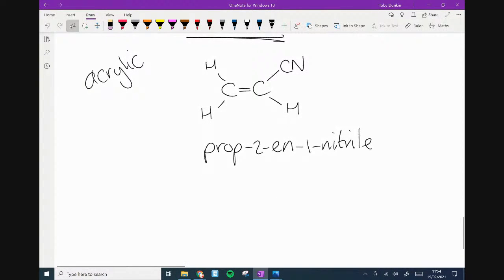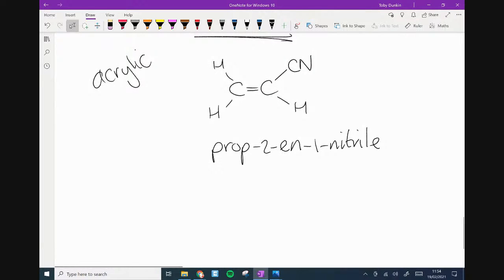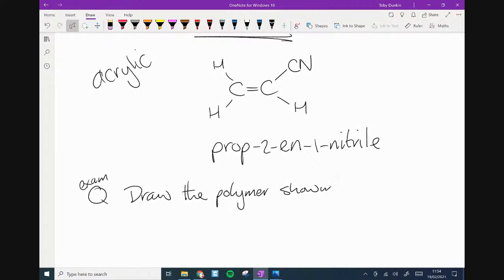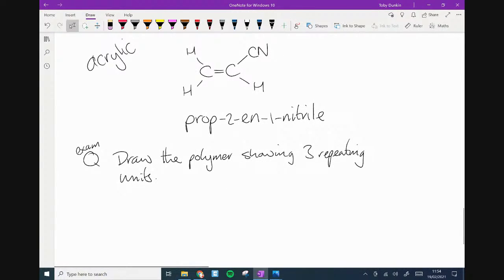Okay, guys, so show me acrylic with 3 repeating units. Off you go. Show me acrylic with 3 repeating units. I'll write down the question. It's good to do it. Yeah, so exam question. Draw the polymer showing 3 repeating units. Nice. Don't overthink it. Repeating units. Love it. Acrylic.